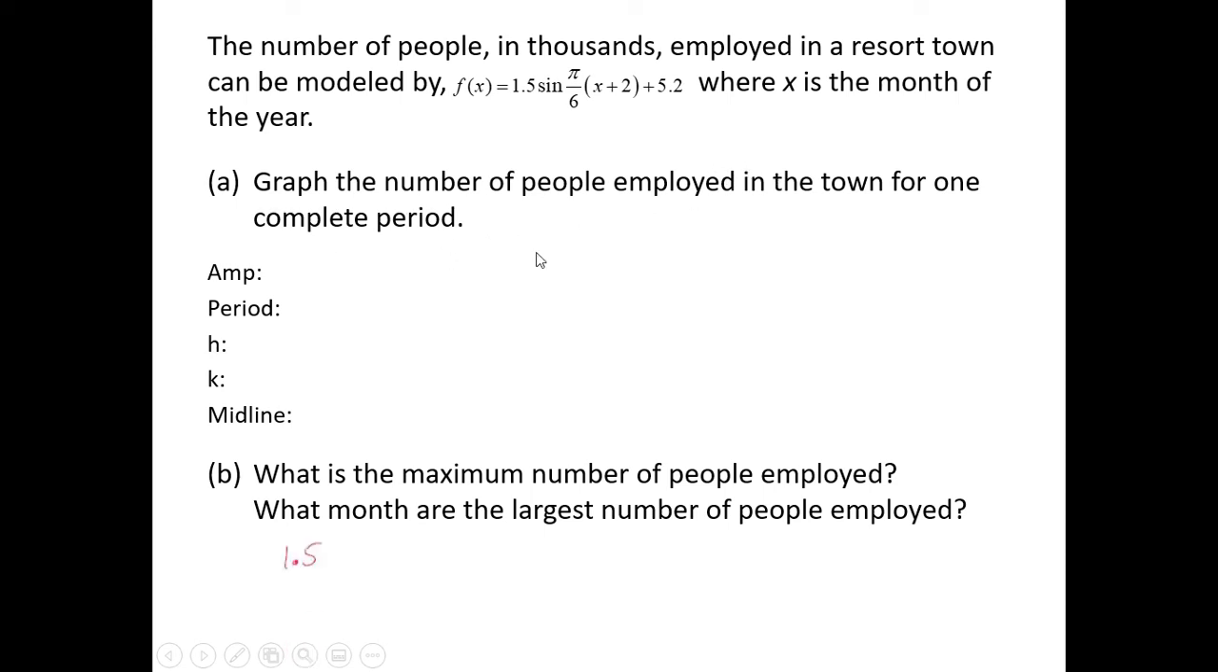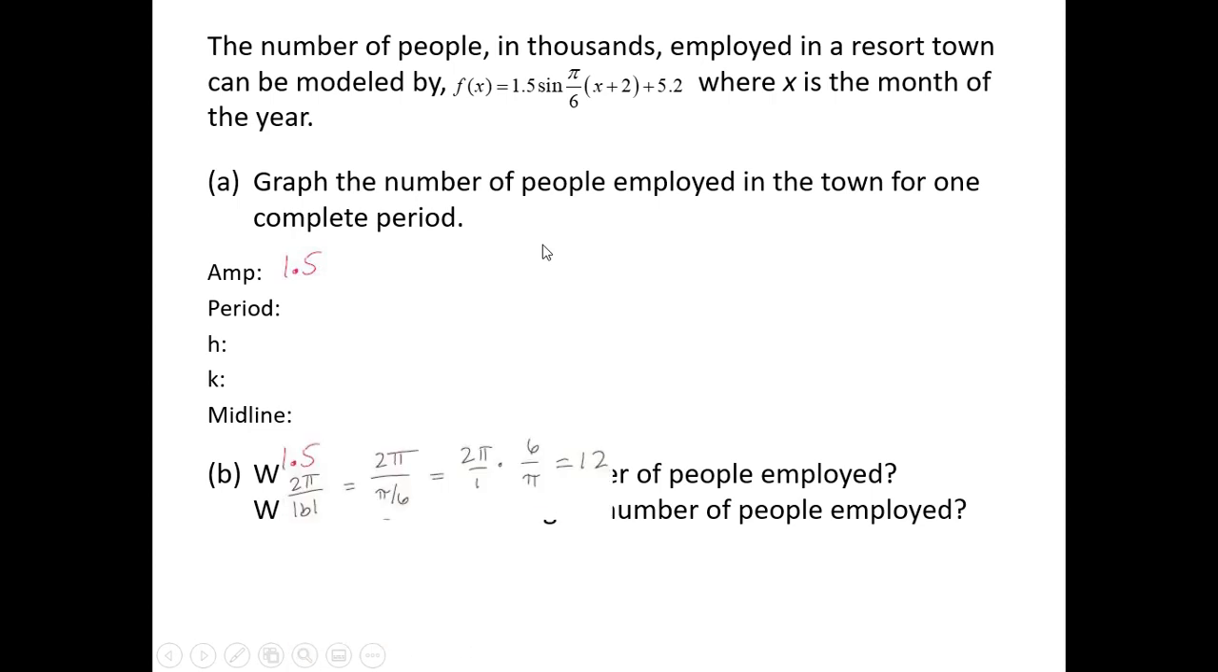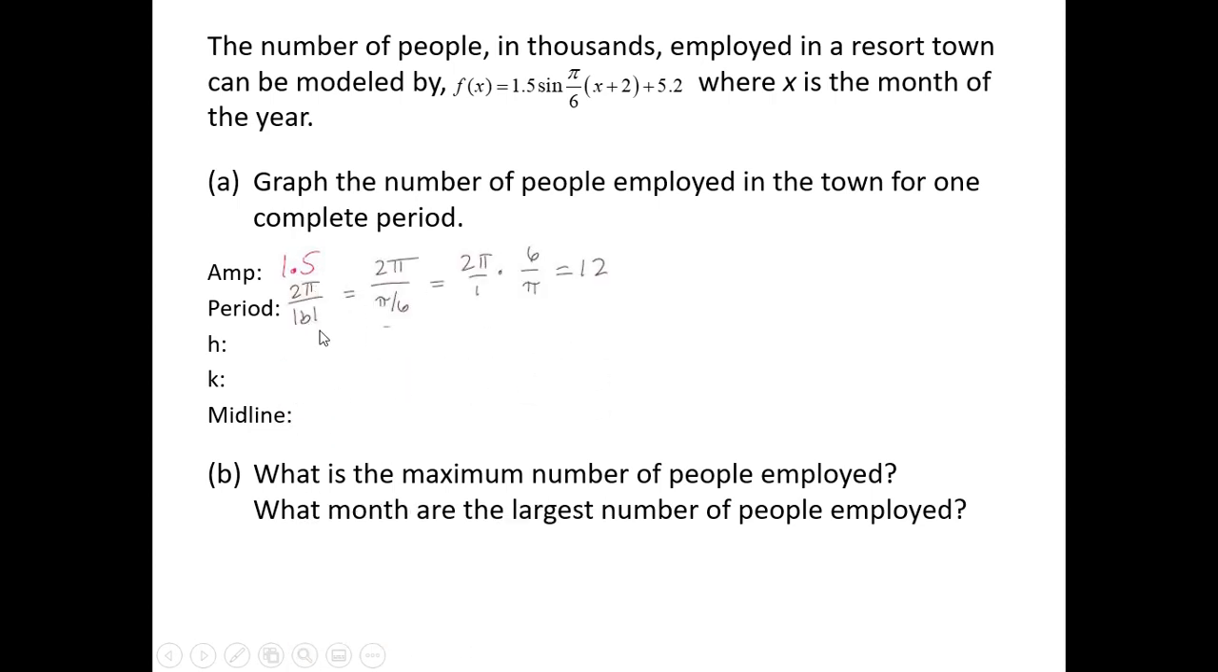Well, what is the period here? My amplitude is 1.5. The period is 2 pi divided by the absolute value of b. Well, b is pi over 6, so 2 pi divided by pi over 6 is 12. And that makes sense for 12 months out of the year. What are h and k? Well, my h is going to be a negative 2 because it's x minus h, so we're going to be 2 to the left. And then my k is a plus 5.2, so my midline is at y equals 5.2.